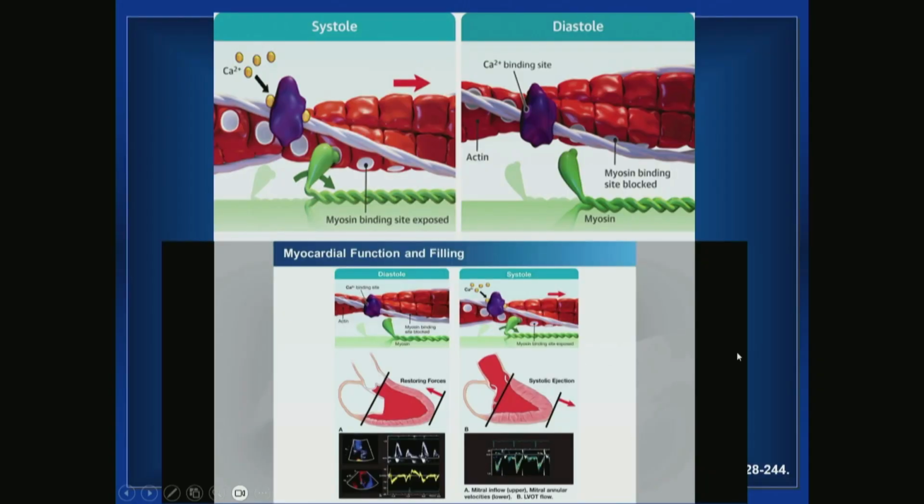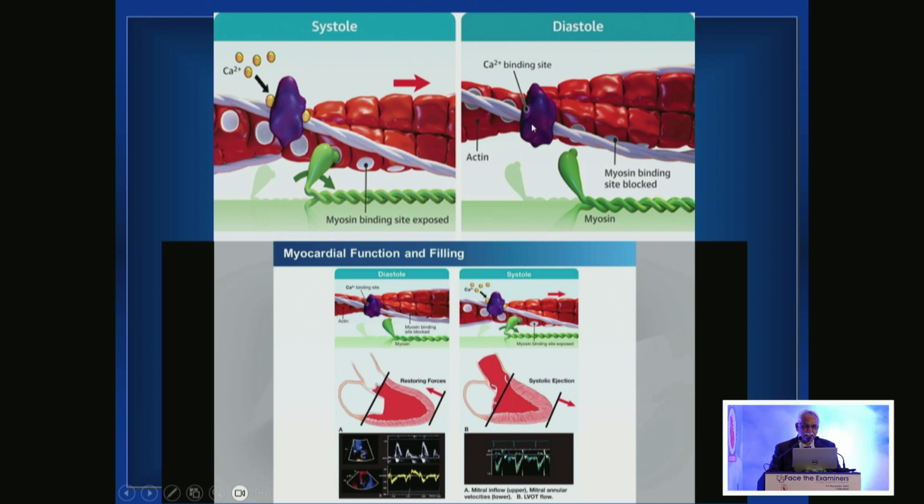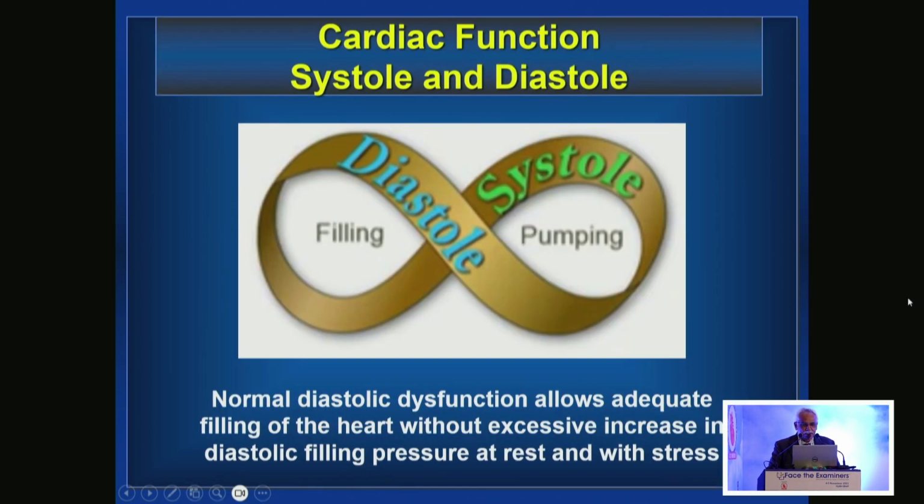As you can see, the actin-myosin bands get attached to the receptor sites, and calcium is involved in the contraction and relaxation cycle of the heart. So systole and diastole are combined together.